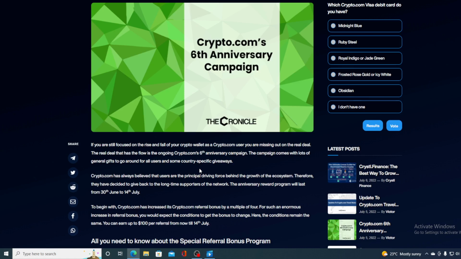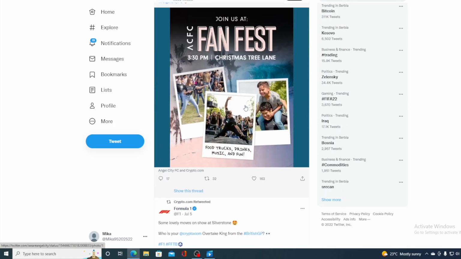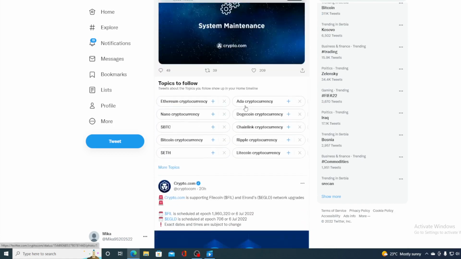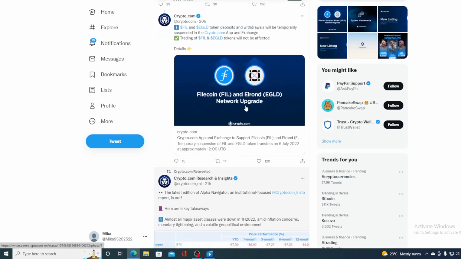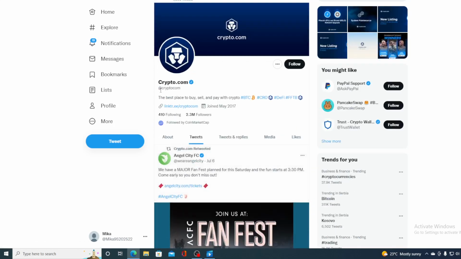And before we get to the price prediction, let me direct your eyes to Crypto.com's official Twitter account. They actually have 2.3 million followers, guys, and they are very active on Twitter. Over here, you can see the latest tweets and retweets about the latest projects, about the latest announcements, and how all of that is affecting the value of CRO. So if you want to find out the latest news, feel free to visit Crypto.com's official Twitter account.